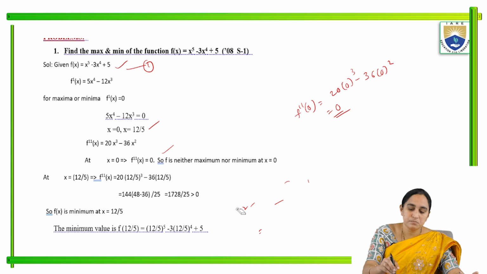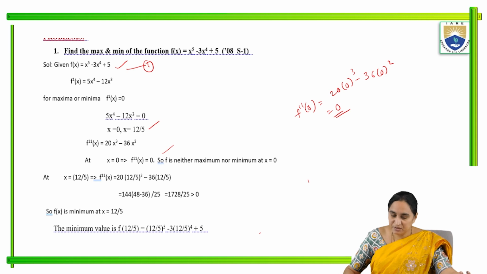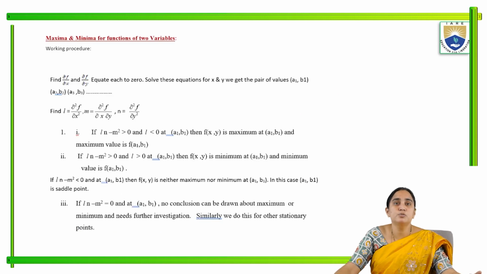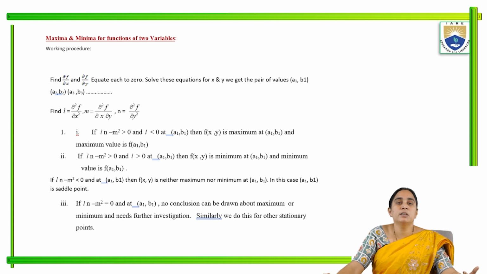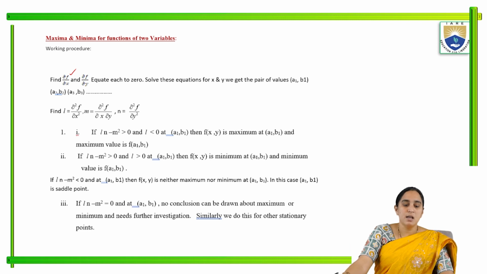For the same concept, you have to explain with functions of several variables. Functions of several variables, that is two variables. Now I am explaining the concept of maxima and minima for functions of two variables. Under that working rule, it is the same as the last concept, but here we have to use two variables. First of all, we have to find dou f by dou x, that means differentiation of f with respect to x and with respect to y, and equate them with 0. Solve these equations for x and y.